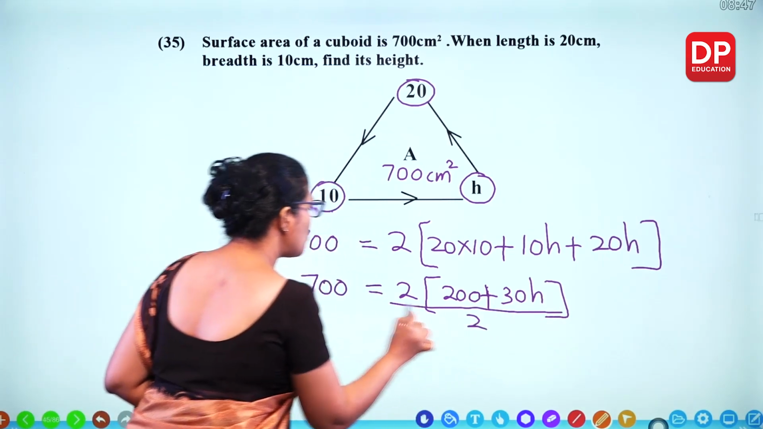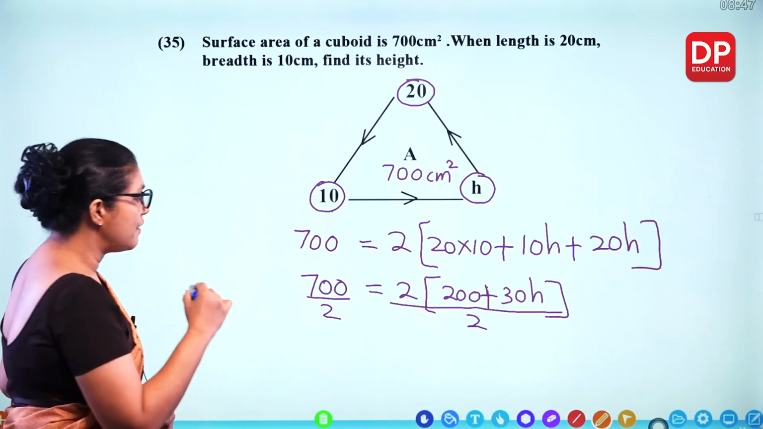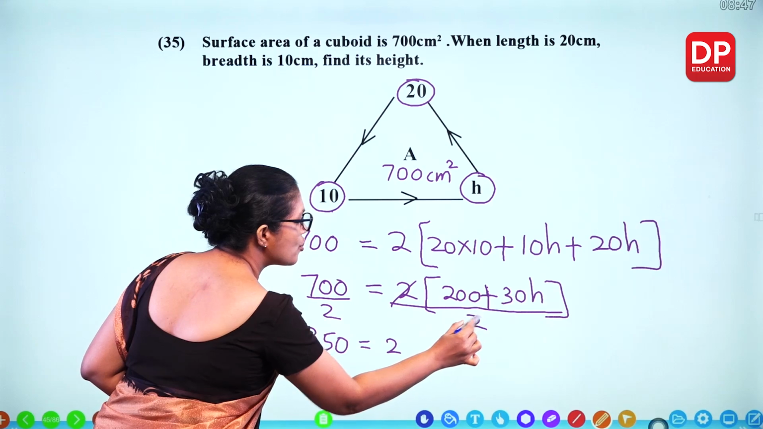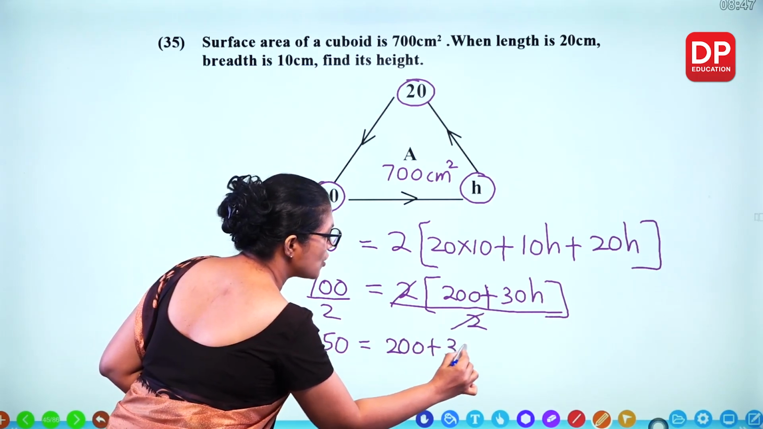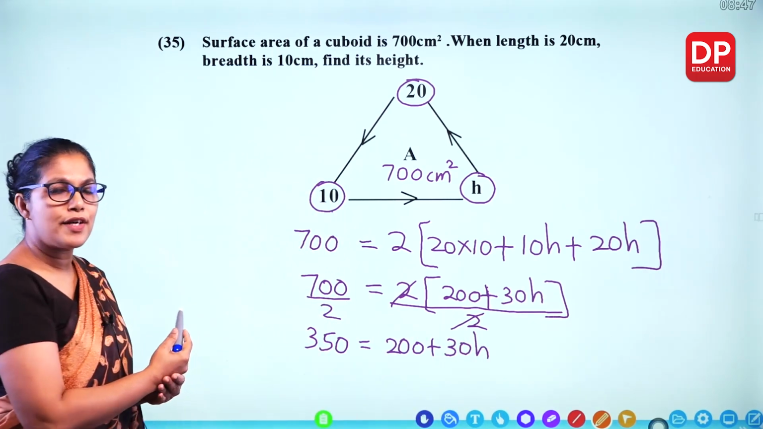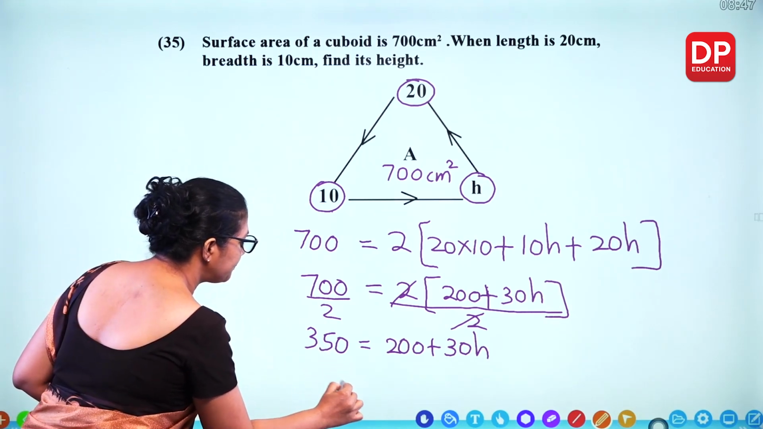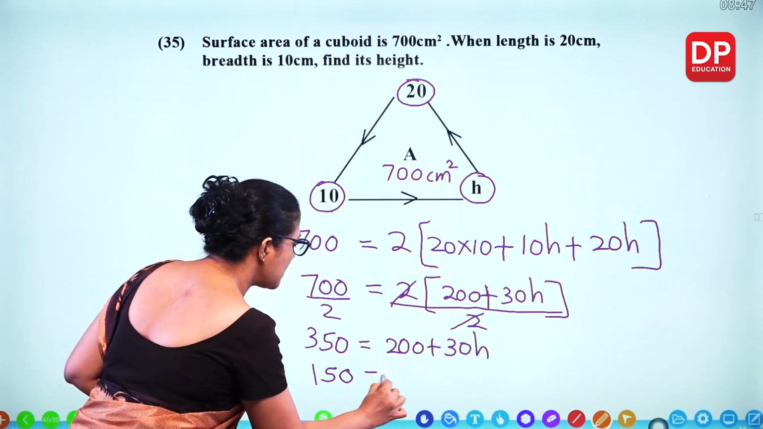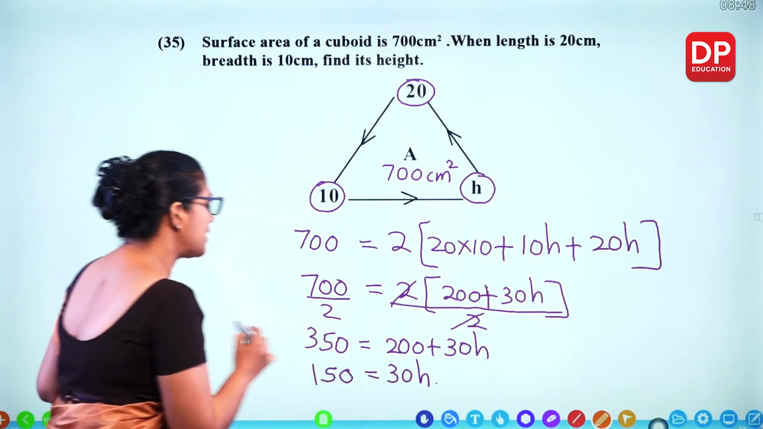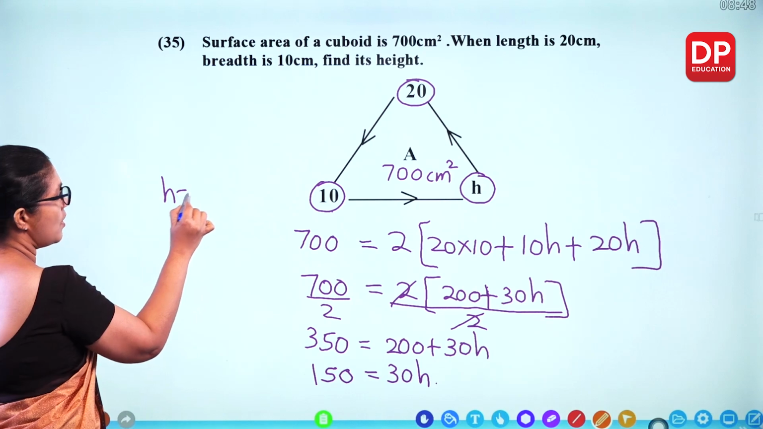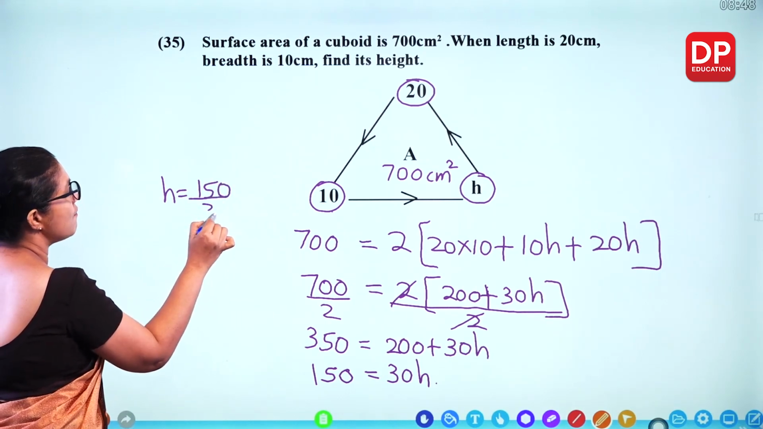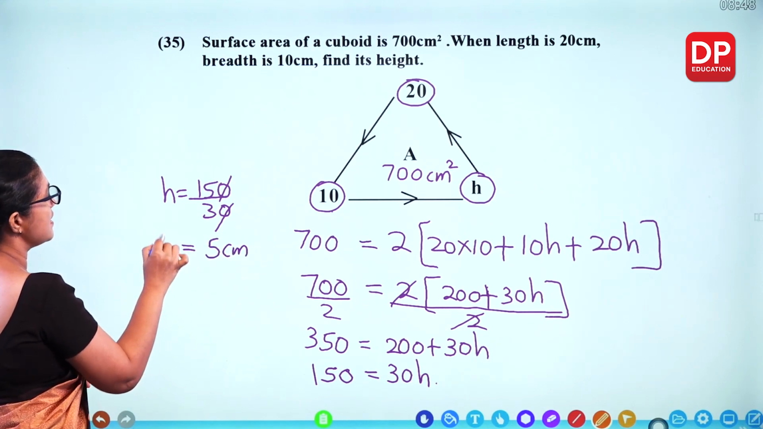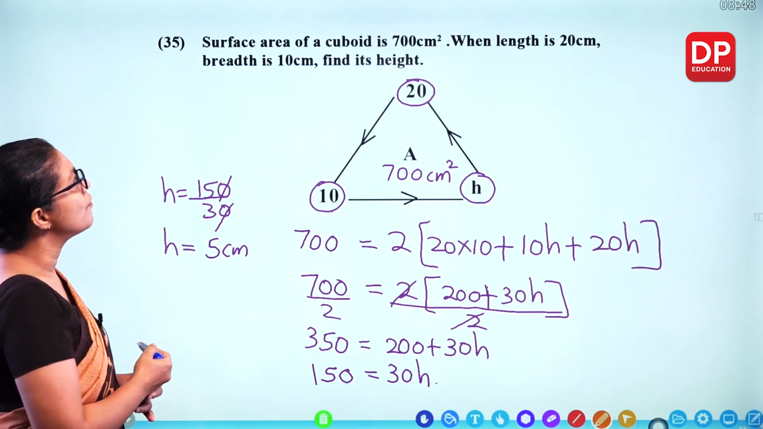Divide both sides by 2. Get 700 divided by 2, 350 is equal to 200 plus 30h. Now subtract 200 from both sides, you get 150 equals 30h. So what is h? h is equal to 150 divided by 30. So you get 5 centimeters as the height of the cuboid.